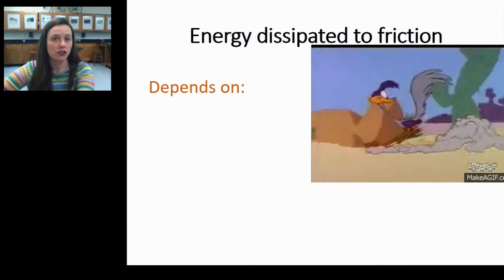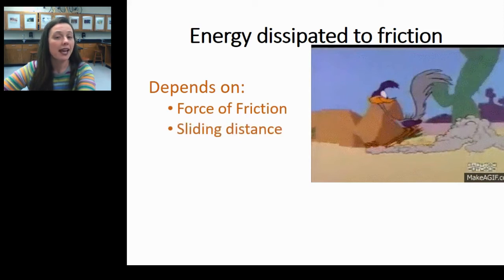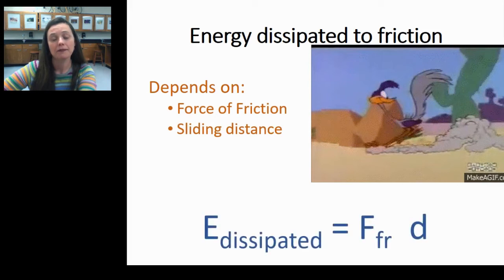The amount of energy that will be dissipated due to friction depends on 2 things. It depends on how big the force of friction is and how far something has been sliding. In order to calculate the energy dissipated to friction, we simply multiply the force of friction by the distance of the slide.